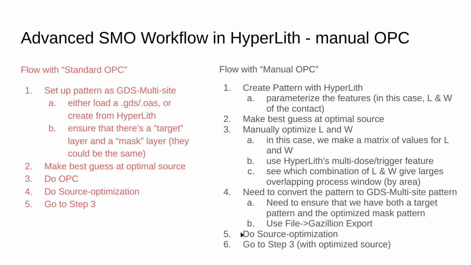Once we had that done, we did a source optimization, and then we exported that source and brought it back in, and then we went back to step 3, where we did a manual optimization of length and width again. And then we found that we have a larger process window after our source optimization and after a subsequent optimization of L and W. And we could repeat this.